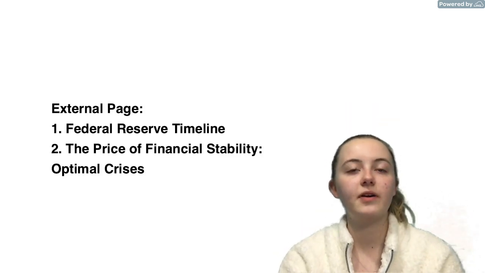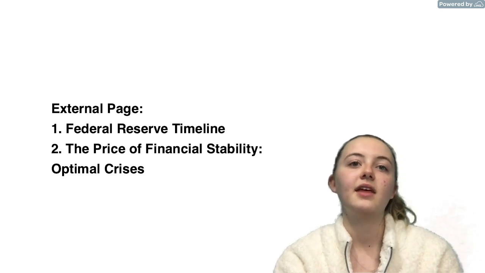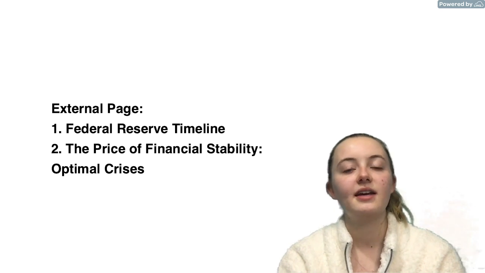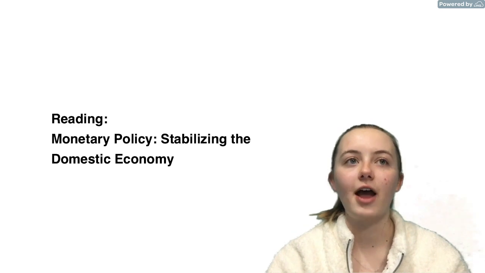You're going to want to finish the rest of this reading on your own. After finishing the reading, there's another external page called Federal Reserve Timeline. Then there's an external page called The Price of Financial Stability, Optimal Crisis that you'll want to read. Lastly, there's an activity of flashcards to help you review. This concludes Objective 2. For Objective 3, we're starting on page 485.